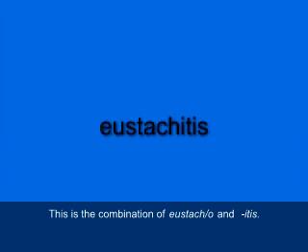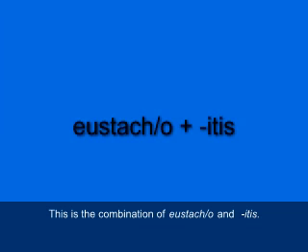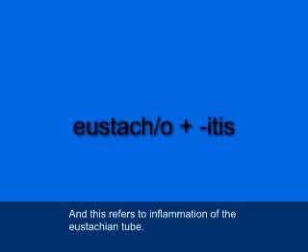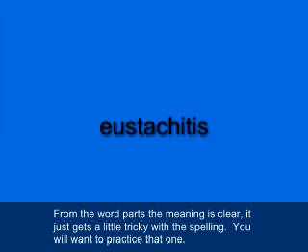The second term is a little tricky to spell, and that's eustachitis. This is the combination of eustacho and itis, and this refers to inflammation of the eustachian tube. From the word parts, the meaning is clear. It just gets a little tricky with the spelling, so you'll want to practice that one.